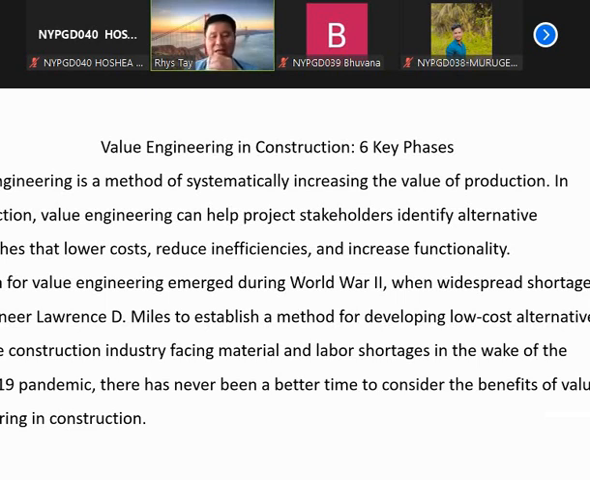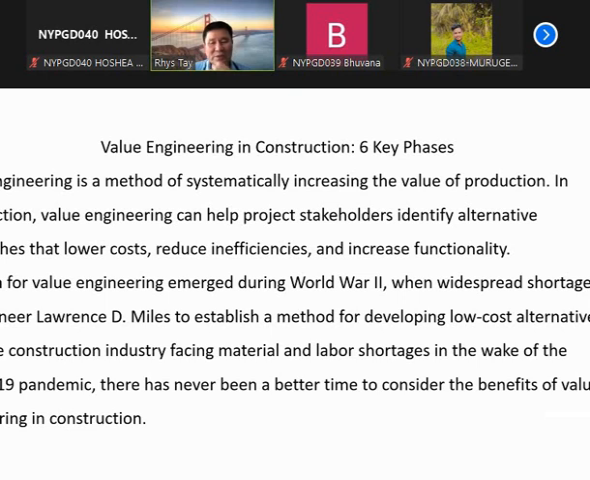All right. The idea of value engineering emerged during World War II, where the widespread shortages led engineer Lawrence D. Miles to establish a method of developing low-cost alternatives. With the construction industry facing labor and material shortage in the wake of the COVID-19 pandemic, there has been no better time to consider the benefit of value engineering in construction.